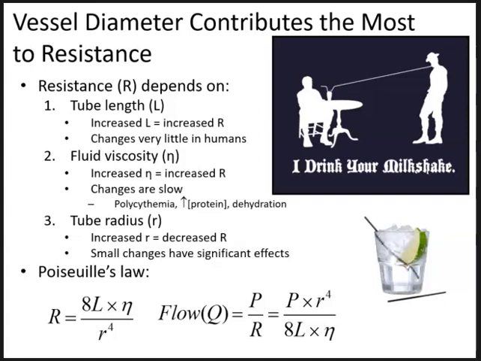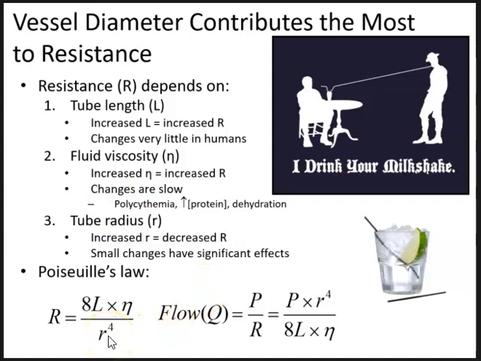We change tube radius very quickly with sympathetic signals, which change tone, hormonal changes, as well as local factors that we talked about that can cause vasodilation, and thus cause immediate changes in the tube radius and resistance. Now, small changes in radius have significant effects on resistance. We can see that it's R to the fourth power.